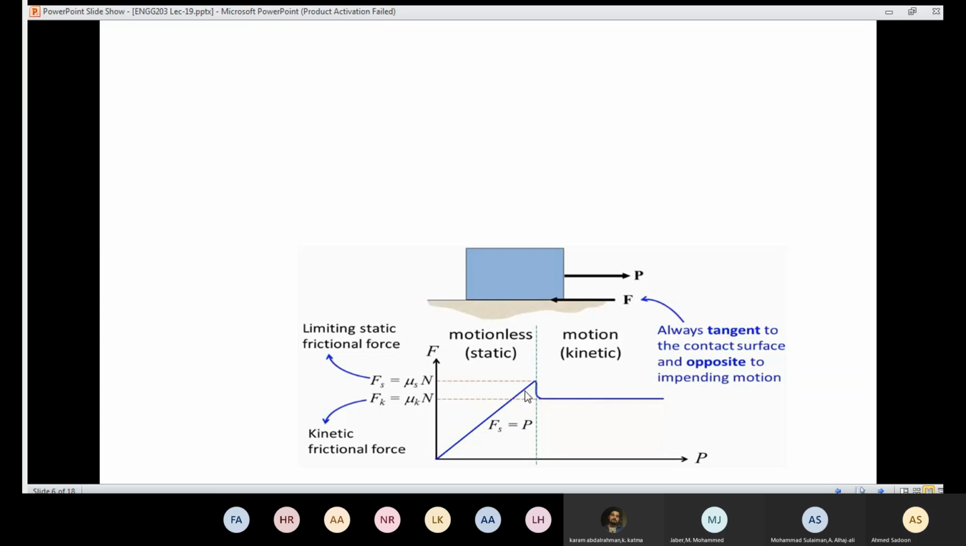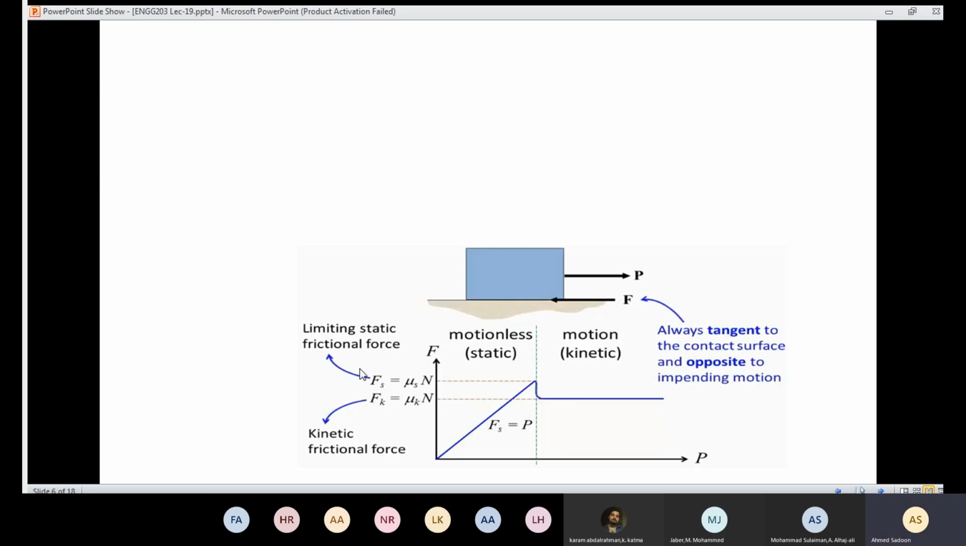kinetic. So if the force is now more than the static frictional force, then the box is going to move. And now we are going to have a resistance, but that resistance is the kinetic resistance, which means that I'm going to have frictional resistance, but the box is going to move. And the force of the kinetic frictional resistance is slightly less than the static frictional force.